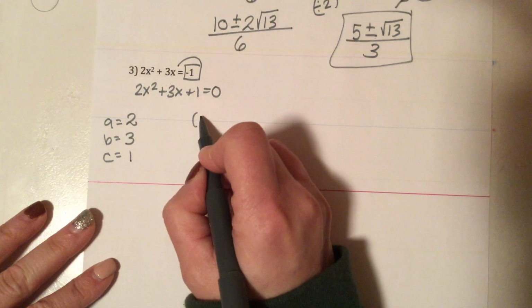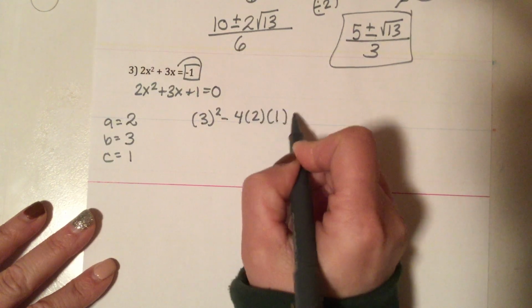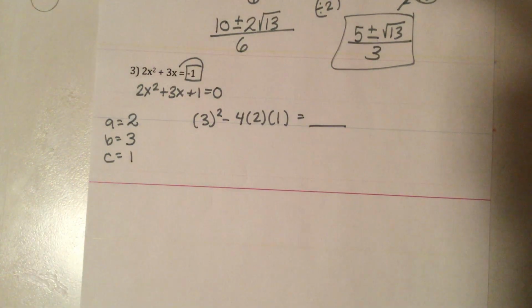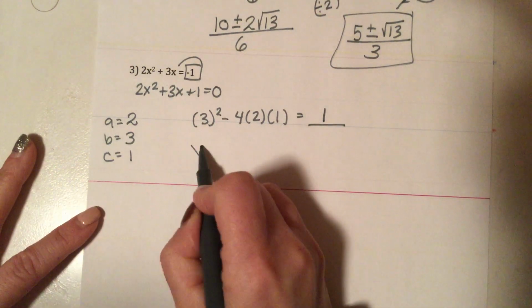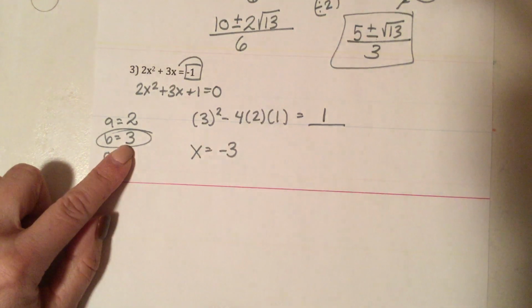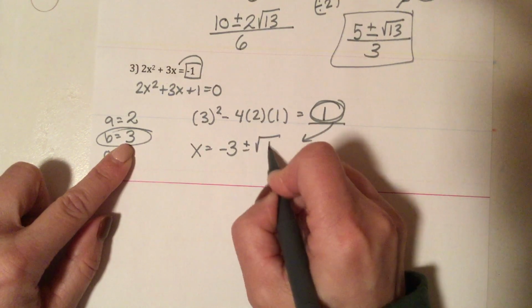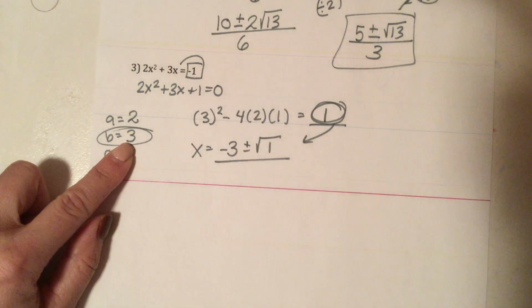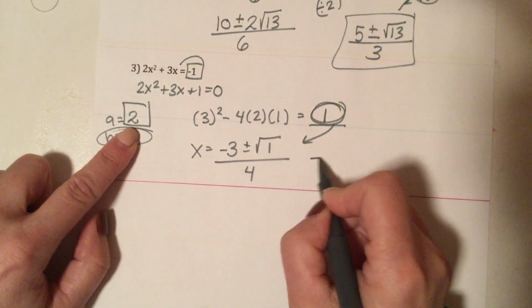Next, we calculate the discriminant. B squared minus 4 times A times C. Now, this is the number that's going to go underneath the radical symbol, that square root symbol. If you calculate it all up, I ended up with 1. So x equals negative b. B is a positive 3, so in the formula it's a negative 3, plus or minus the square root. B squared minus 4ac goes underneath the radical, all over 2a. A is a 2, 2 times 2 is 4.